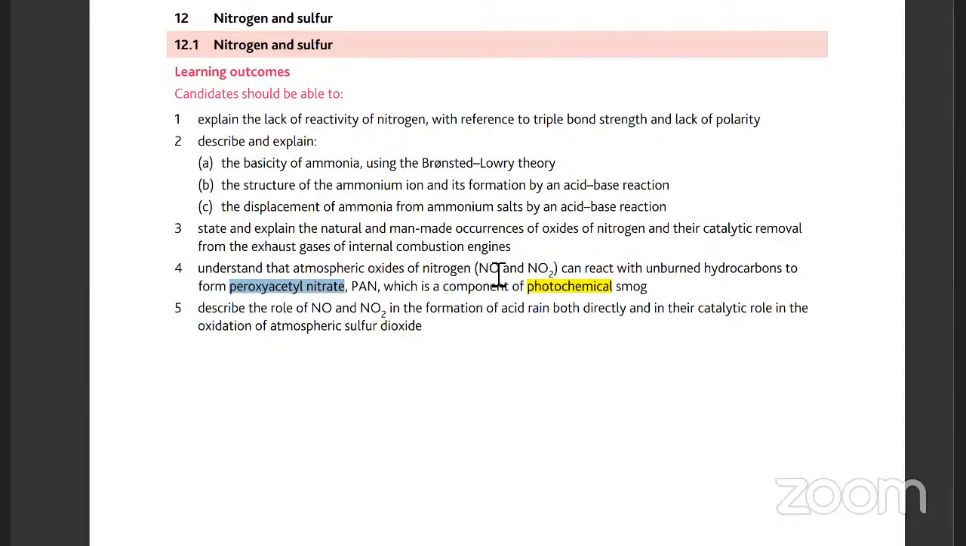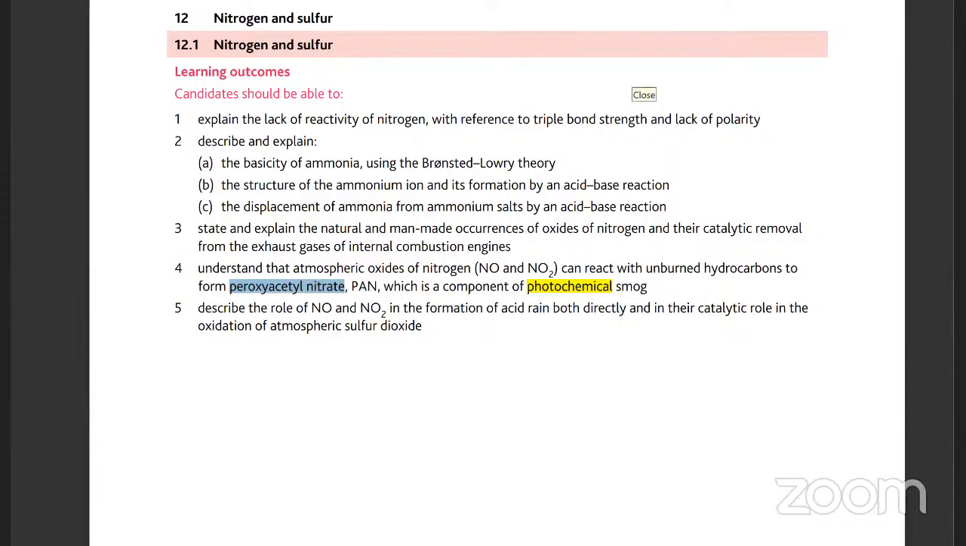Car engines emit unburned hydrocarbons. The high temperatures in the car engines make the nitrogen and oxygen in the air react and form NO2. Then these two react together to form PAN, and that produces photochemical smog, which causes breathing problems and all sorts of issues.